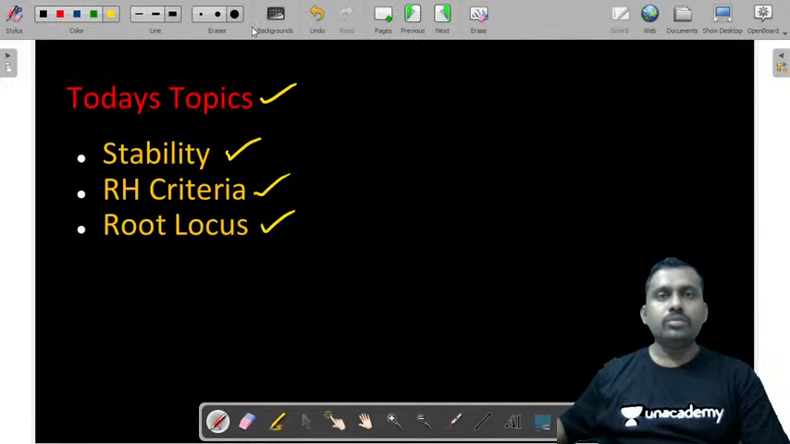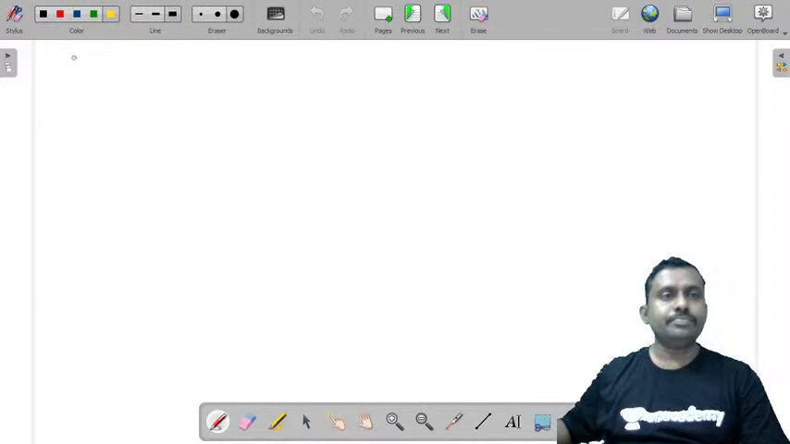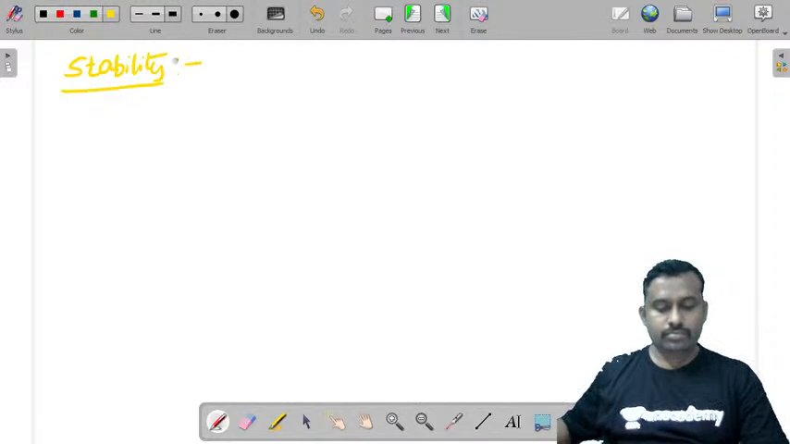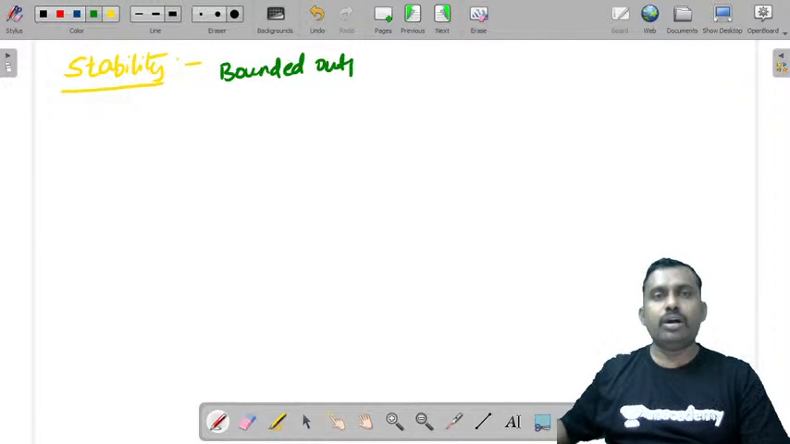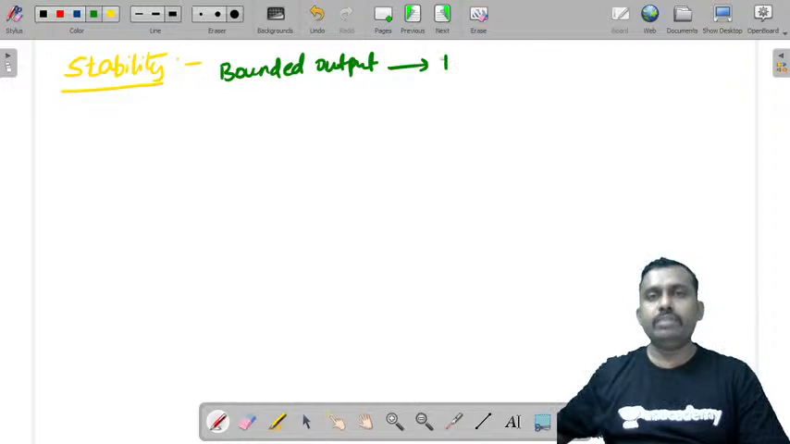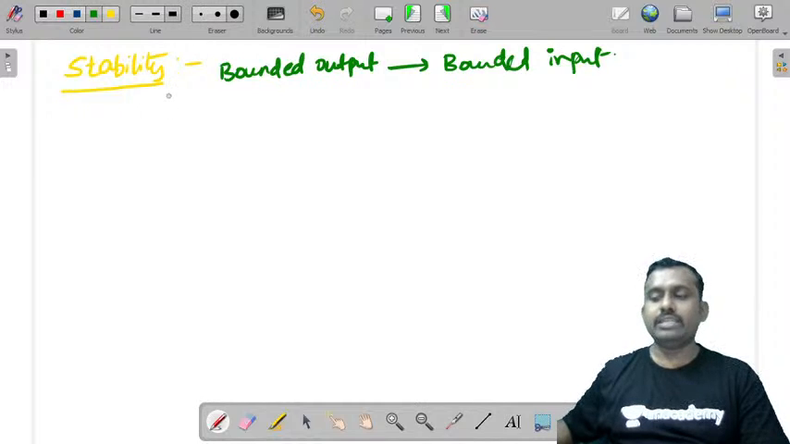So let's start with what is stability. Stability is defined as: for a given bounded input, if the output is also bounded, then the system is said to be stable.